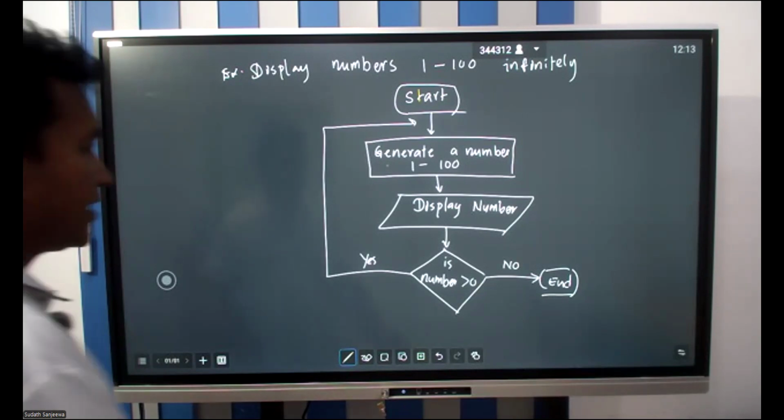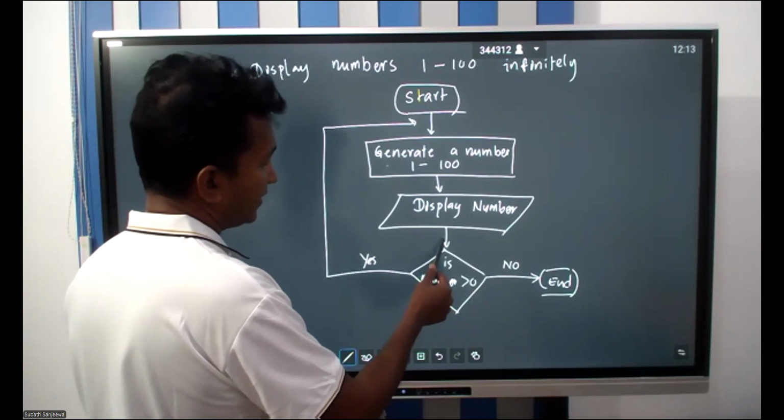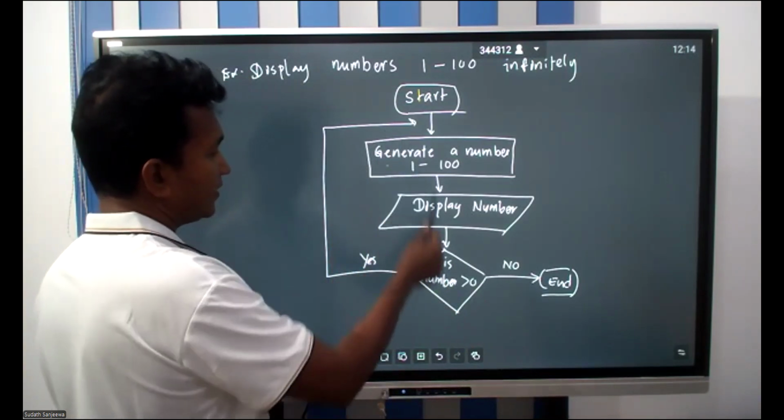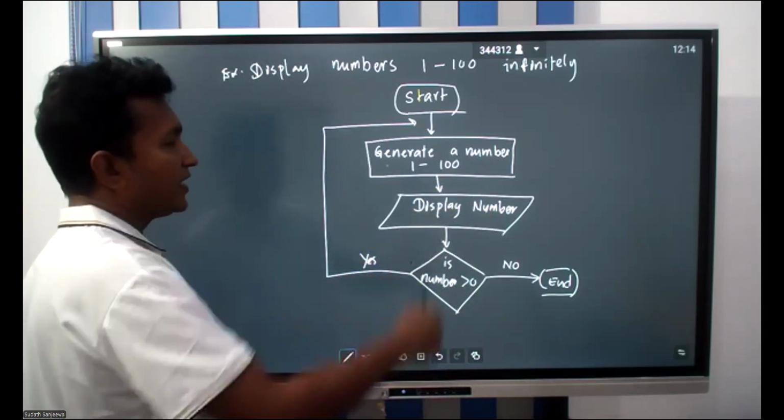Right? This is a kind of optional part. We can directly join this display to this place as well, without this condition, because this is repeated infinitely.